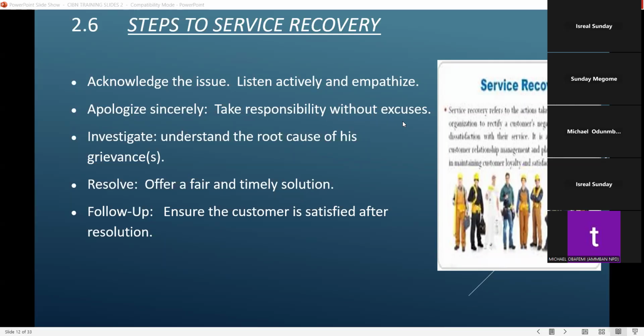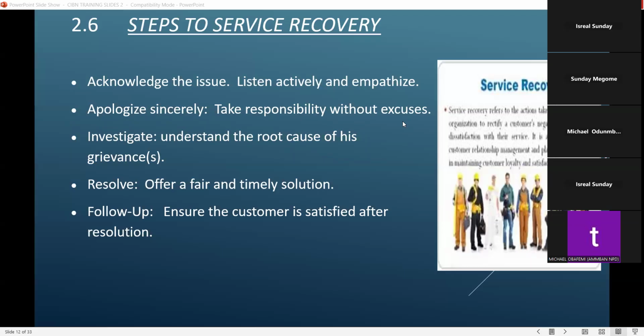4, resolve. Offer a fair and timely solution. Timely, very important. Customers always want to hear, no matter the English you speak, when is this problem going to be solved? They're always too quick to ask that. So in my own opinion, we should be very careful. If it's something that is within your reach to resolve, say 4 hours to be done, because it's within your reach.